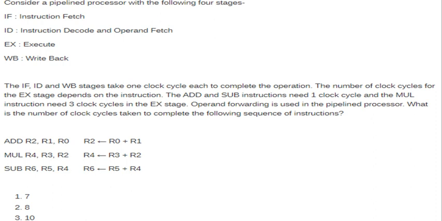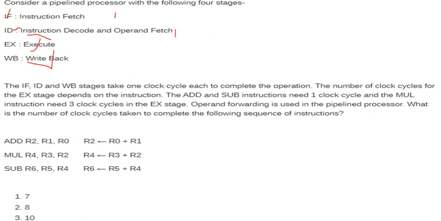We are having stages: instruction fetch, instruction decode, and operand fetch. Basically two micro instructions are implemented in the ID stage, and then the execute stage. In this, the ALU will perform the operation, then we will talk about the write back. The results will be written back to the memory. So the IF, ID and WB stages take 1 cycle. They have given that these stages require 1 clock cycle, IF, ID and WB.